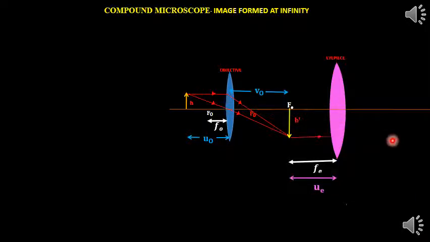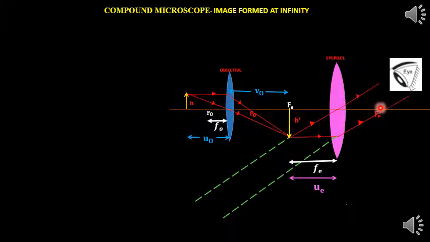Then the first ray from this object incident on the eyepiece lens is parallel to the principal axis and hence passing through the focus. The second ray passing through the optic center of the lens and hence undeviated. Since these two rays are parallel, extend the refracted rays backwards. Since these two virtual rays are parallel, a virtual, erect and magnified image is formed at infinity.